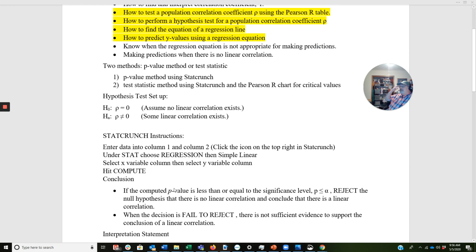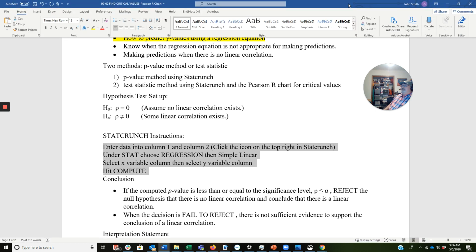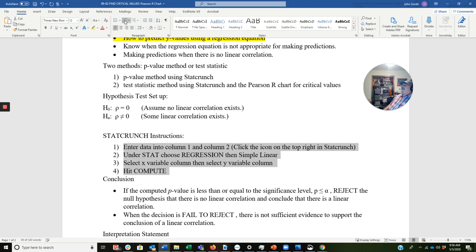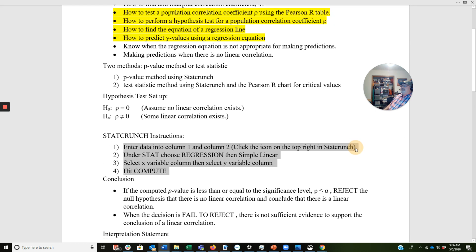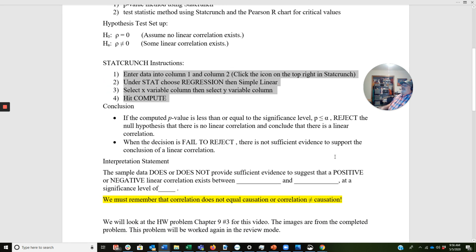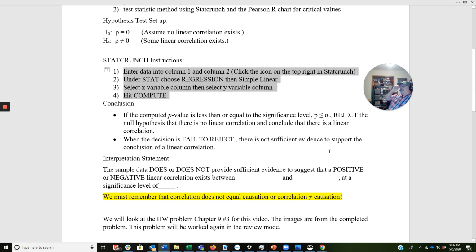Now, I've got the Statcrunch instructions right here. Let's put steps there. Okay. So there's your steps for Statcrunch. We're going to do this in just a second, but let's look at how the conclusions are formulated.